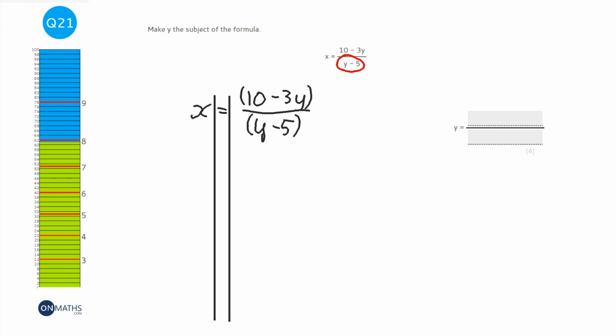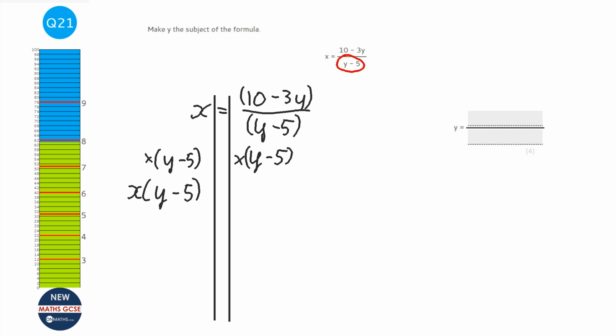So the first thing I want to do is times both sides by that y minus 5. And you must do that. You can't access the numerator of the fraction otherwise. So this ends up with being x brackets y minus 5. And on the right hand side it's just the same numerator but without the denominator.